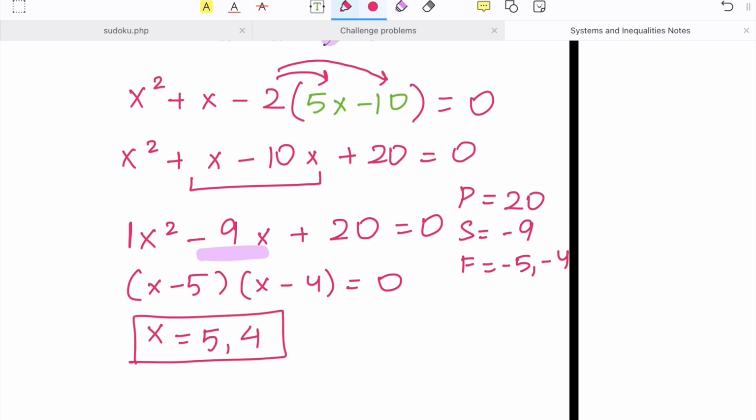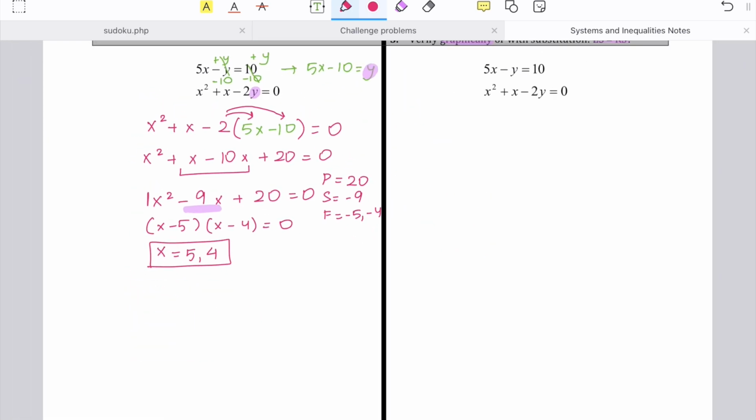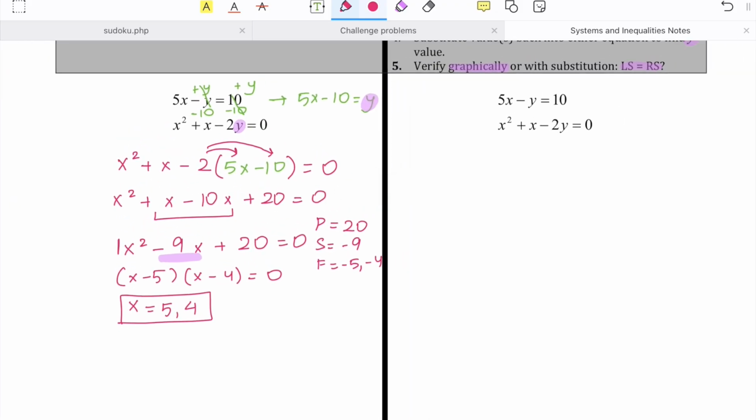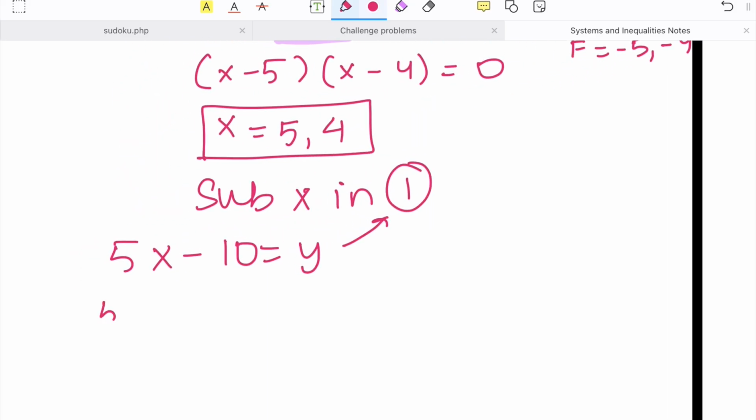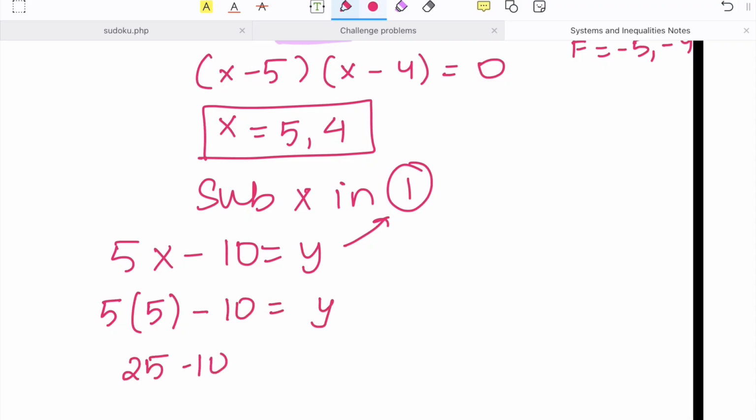Now, because we have 2 values of x, we'll have 2 values of y. That means we'll have to substitute this. We can substitute it in this equation. So substitute x in 1. So we have 5x minus 10 is equal to y is our 1. Replace x with 5. So I get 5 times 5 is 25 minus 10, which is 15 is equal to y. So my answer would be 5, 15.